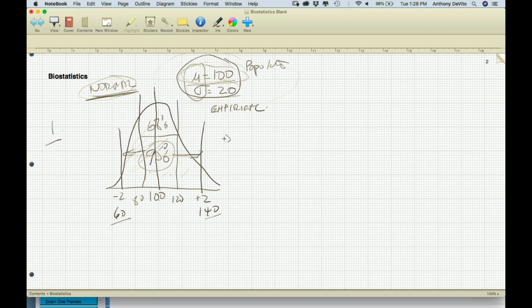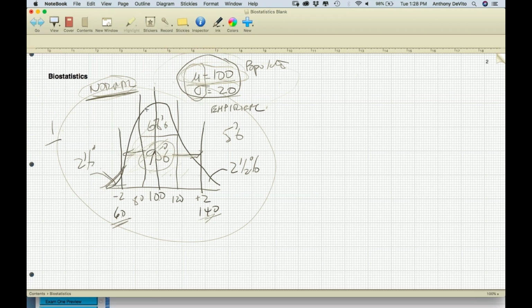Now, 5% of the time, they're not going to be between those two numbers, between 60 and 140. 5% of the time, they're going to be either less or more. And since this is symmetrical, it may not look like it, but that means 2.5% of the people are going to have blood pressure over 140, and 2.5% are going to have a blood pressure under 60, right? That's what our normal distribution does for us.